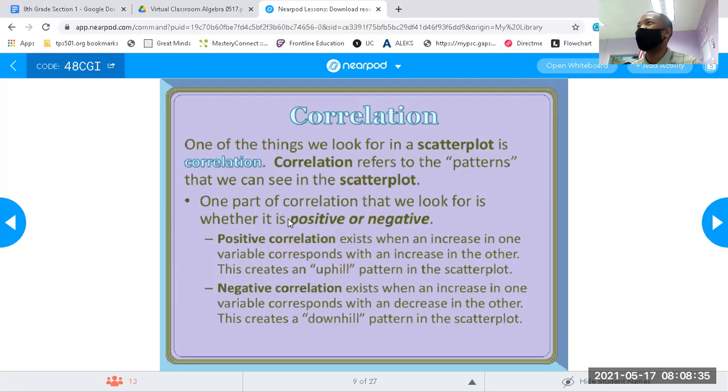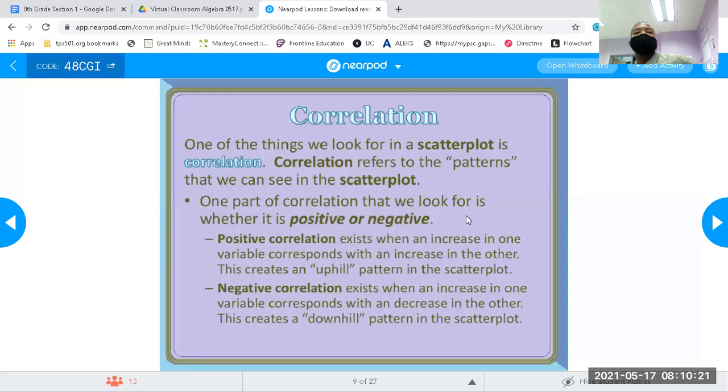Correlation. One of the things we look for in a scatter plot is called correlation. Correlation refers to the patterns that we can see in a scatter plot. If there are patterns on there, we all can pick up on patterns. We could tell if something is red, red, red, blue, blue, blue, red, red, red, blue, blue. We can pick up on patterns, just like with friendships.